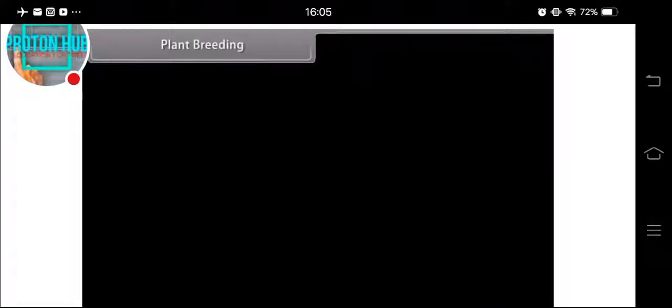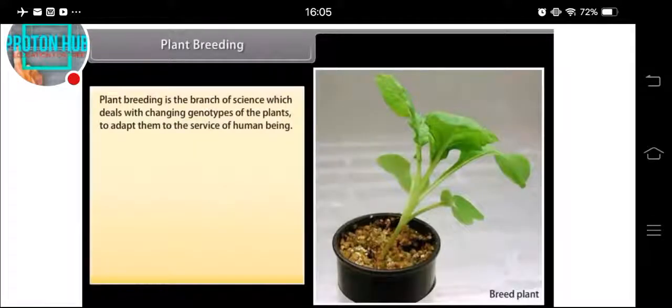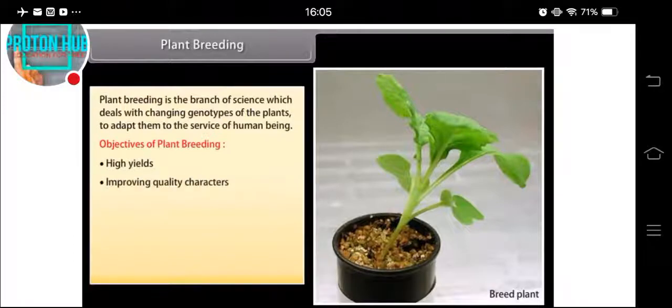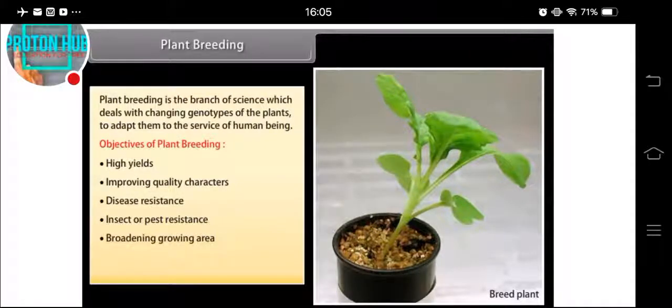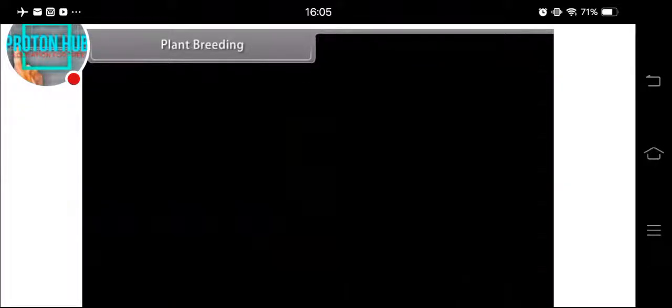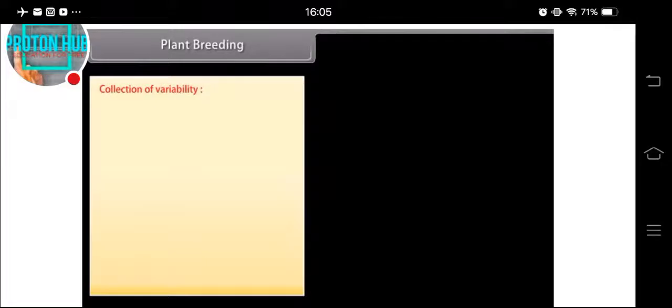Plant breeding. Plant breeding is the branch of science which deals with changing genotypes of the plants to adapt them to the services of human being. Objectives of plant breeding: high yields, improving quality characters, disease resistance, insect and pest resistance, broadening growing area. Main steps in breeding a new genetic variety of crop are collection of variability.